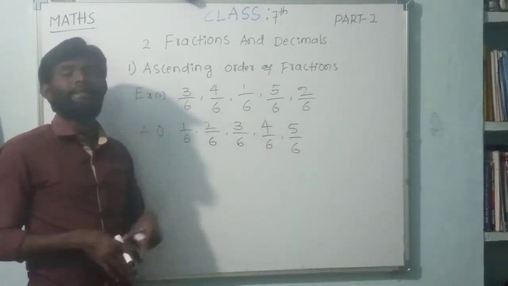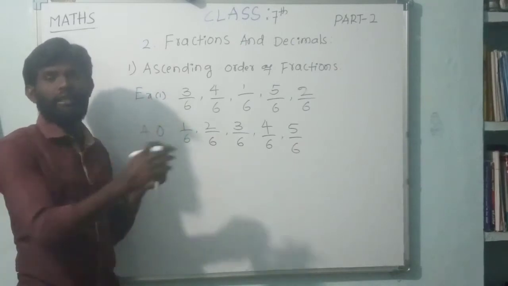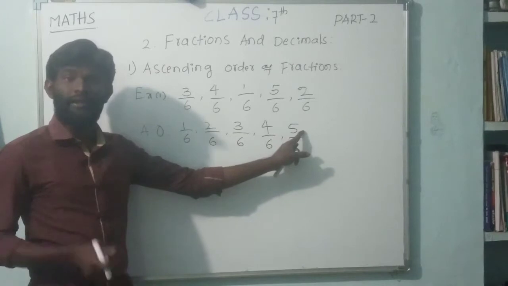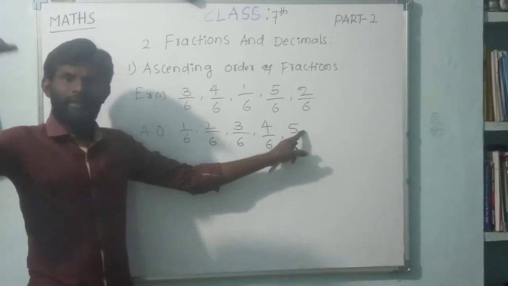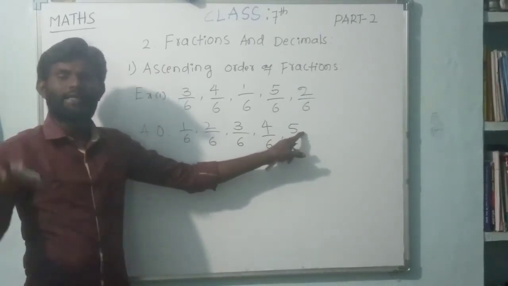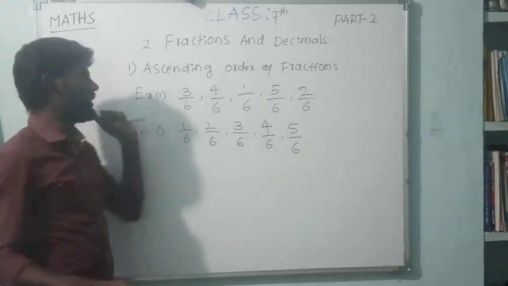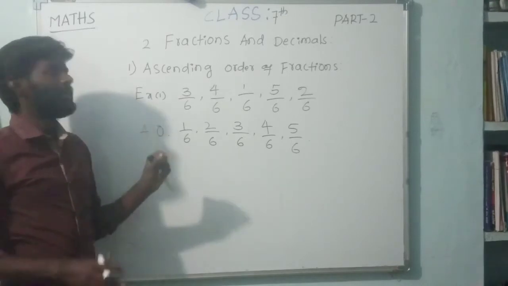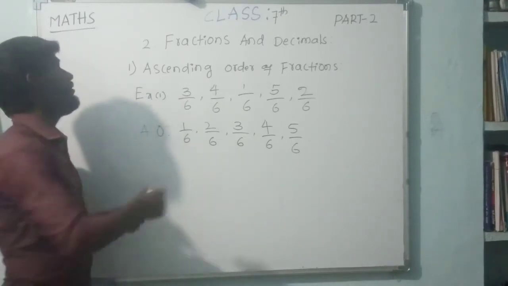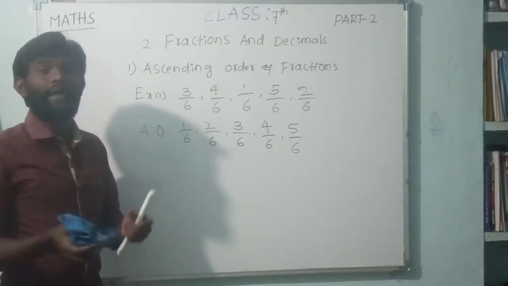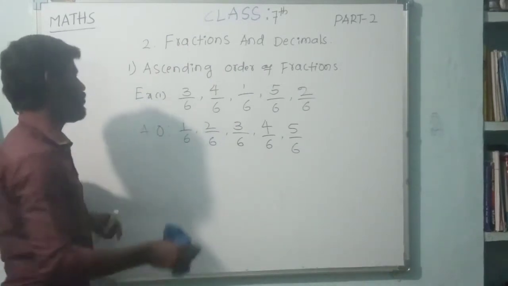Then 5 by 6 is the greatest fraction according to the given data, because compared to all the numerators, 5 is greater. Greater the numerator, greater the fraction. Lesser the numerator, lesser the fraction. I think this is understood. Next topic: if they give unlike fractions, how can we write them in ascending order? That's very important.